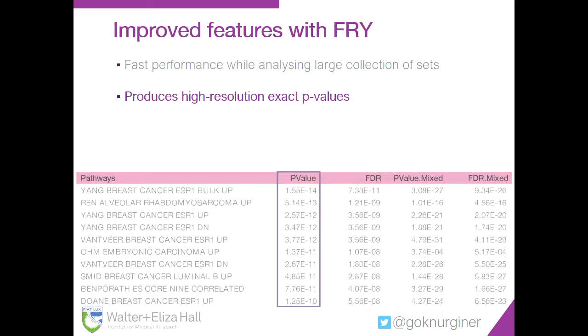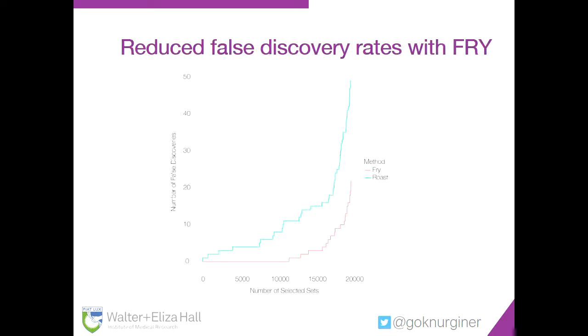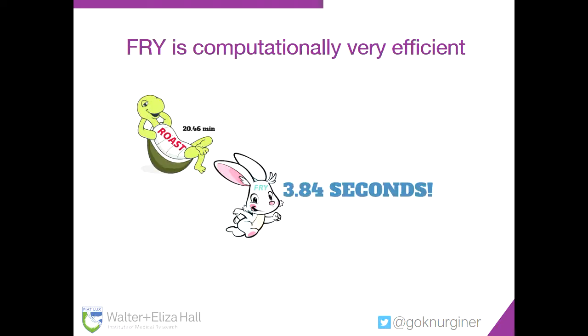With the method we developed, you can get high resolution p-values, which will allow you to distinguish between different pathways. And you will also get these results in a much quicker way. I will skip that slide, but the method we developed, which is called FRI, has a lower number of false discoveries. So the method is more accurate and much faster. ROST takes about 20 minutes, while you can run everything with FRI in 3 or 4 seconds.